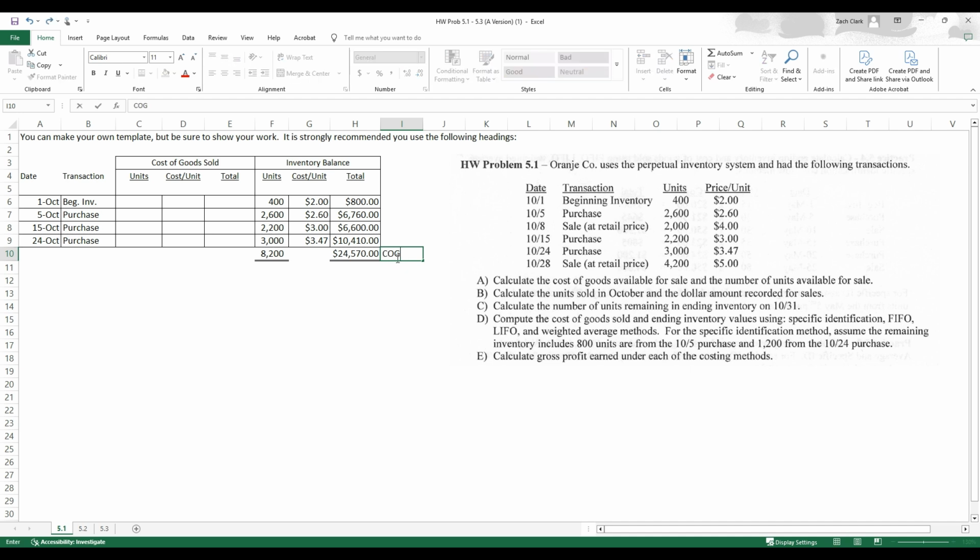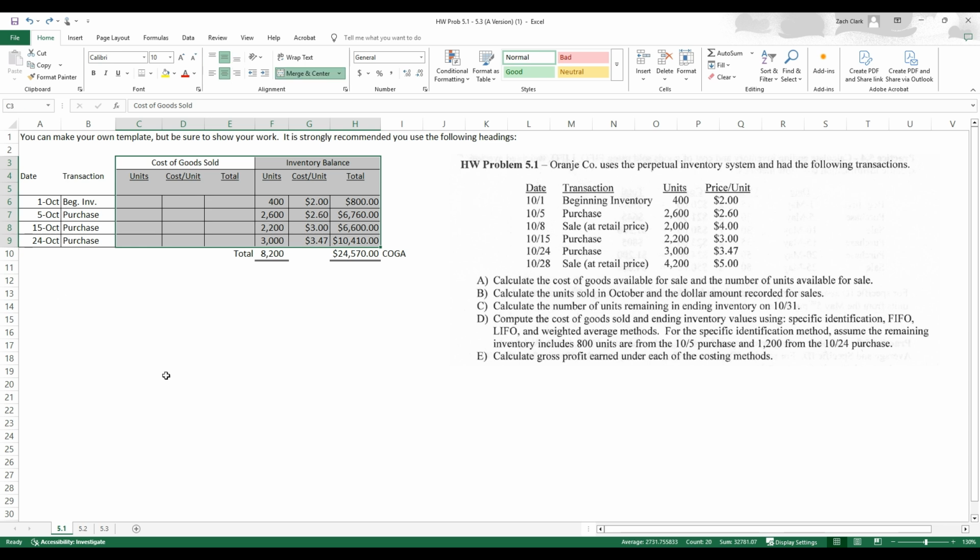And this is going to be our cost of goods available for sale, COGA, and our number of units, basically, our total here. And you know, actually, I'm going to, yeah, that's fine. I might take these headers again. I'll probably paste them down as we go with the different methodologies. But anyway, this is our total cost of goods available for sale.